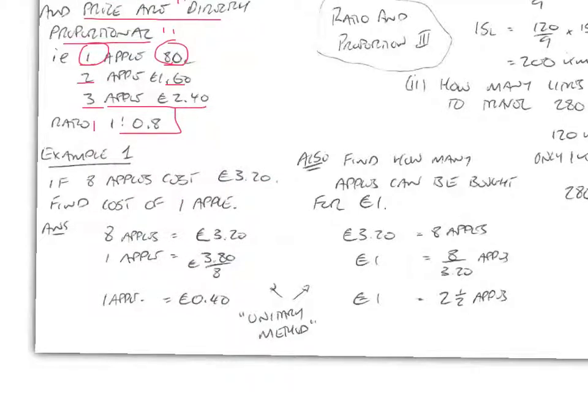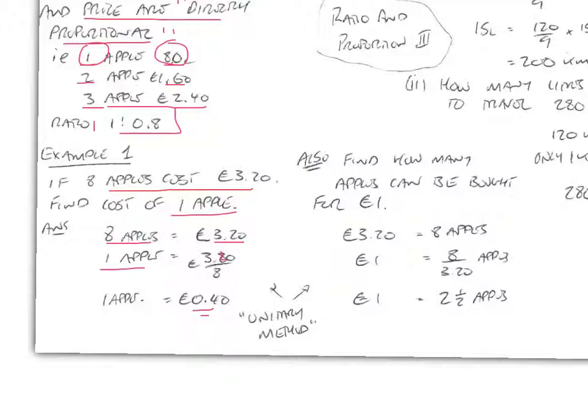So here's an example of how we'd consider direct proportionality. If 8 apples cost €3.20, find the cost of 1 apple. Well, 8 apples is equal to €3.20. 1 apple must be equal to €3.20 divided by 8. 1 apple is 40 cents.